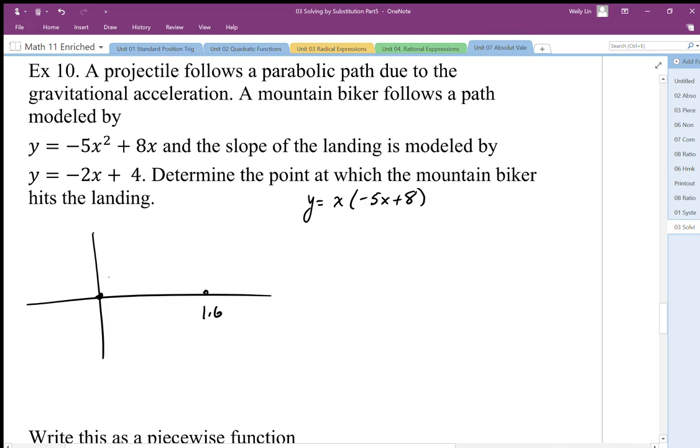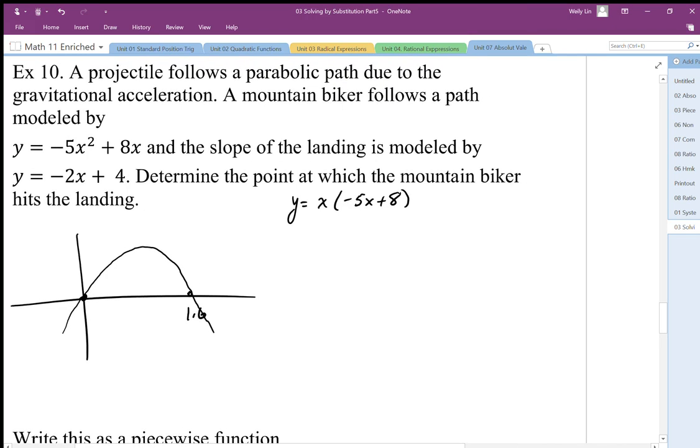And it's going to be an upside down parabola. The vertex is going to go up and come back down like that. And the landing is modeled by negative 2x plus 4, and that's the point at which the mountain biker hits the ground. Maybe I'll make it a little bit more like this, and it's going to hit the ground kind of like that.